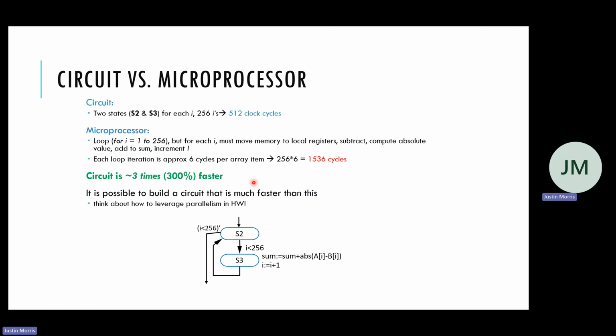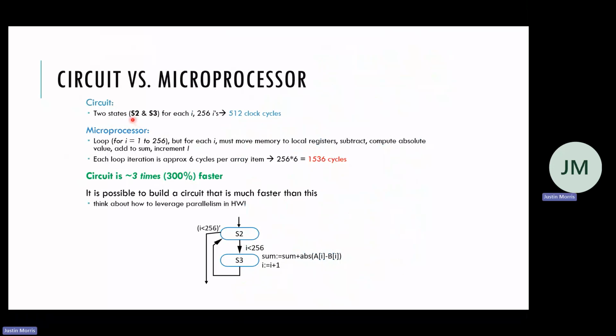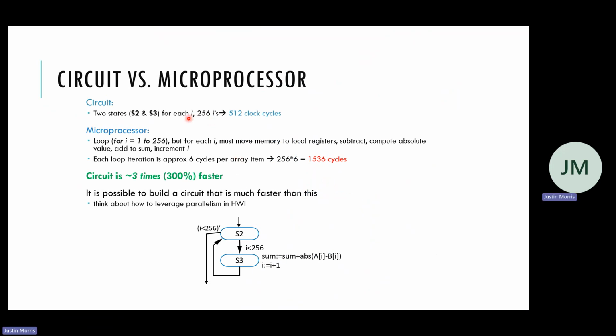Right? So here is an example of how much faster these high-level state machines and the digital logic implementation can be. So if you have a circuit for this, and we just use our high-level state machine that we designed here, we're mainly going between state S2 and S3, which is here and here, right? And we loop through them for every i. There's 256 i's, so it's 512 clock cycles. Right? About. Plus or minus, say, 5 clock cycles.